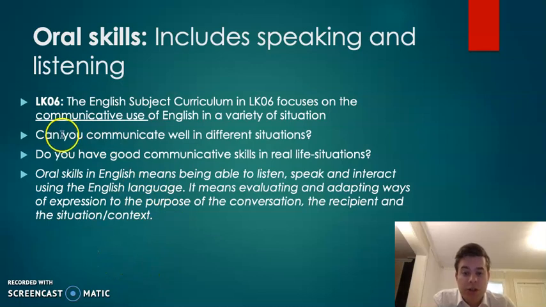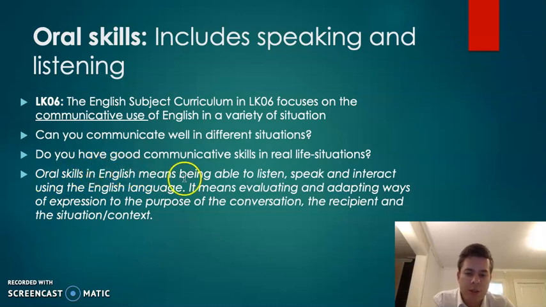The English subject curricula in Norway focuses on the communicative use of English in a variety of situations. So can you communicate well in different situations? Do you have good communicative skills in real life situations, not just in school when you take tests and have presentations? Can you actually get by and use English in the real world?